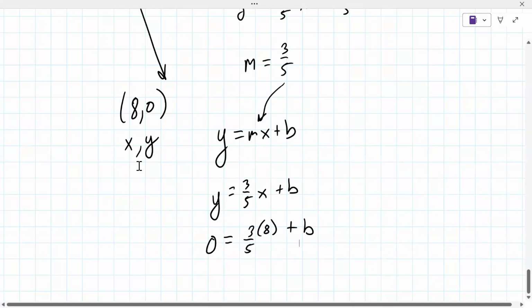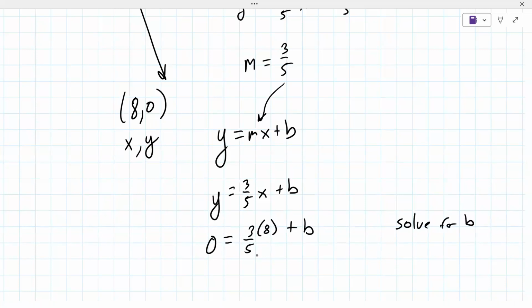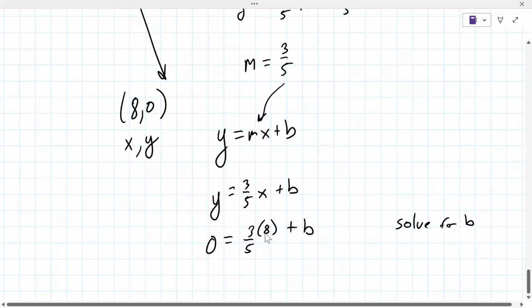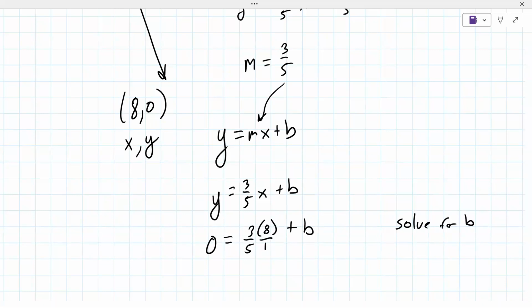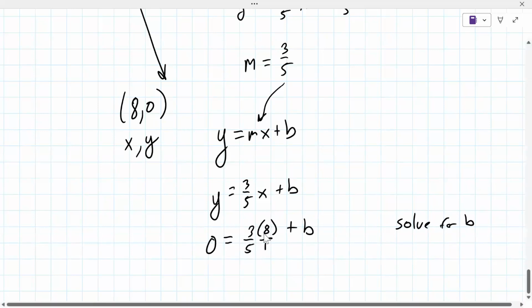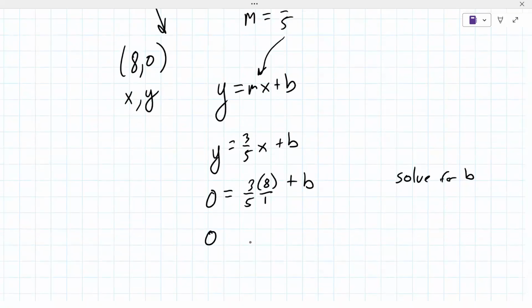Yes. Well, no, we have to solve for b. We're not done. So to multiply this fraction, 8 is really 8 over 1. What does this fraction become? Multiply the tops, multiply the bottoms. So it would be 24/5. Okay, 24 over 5 plus b.